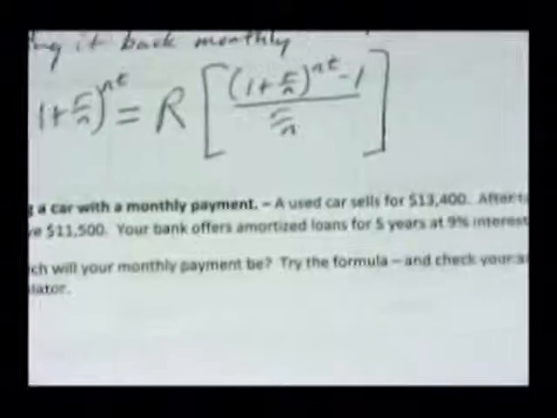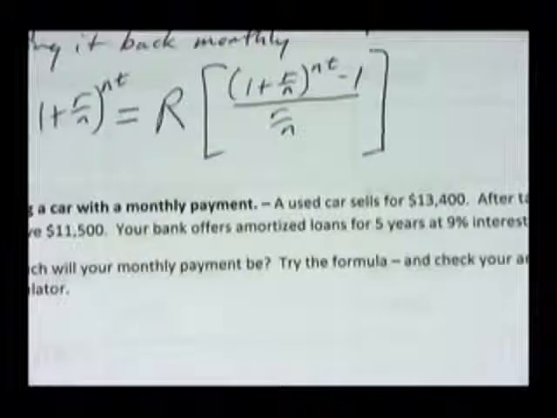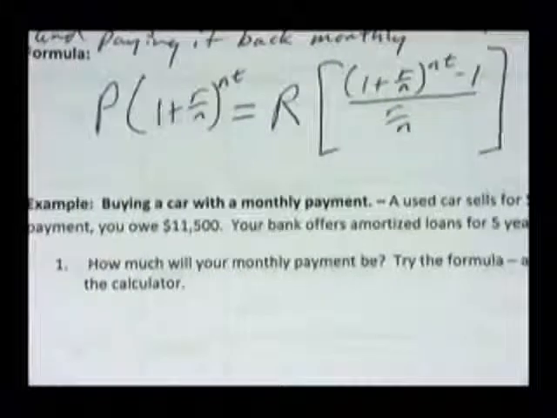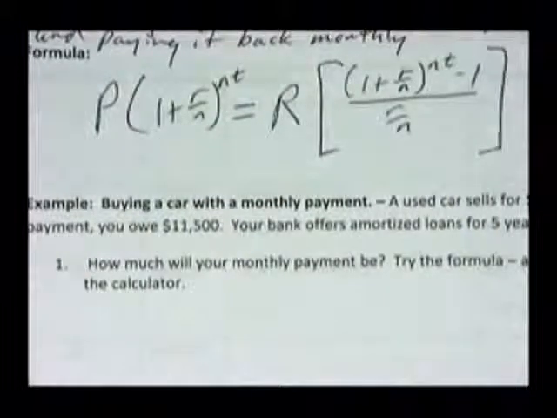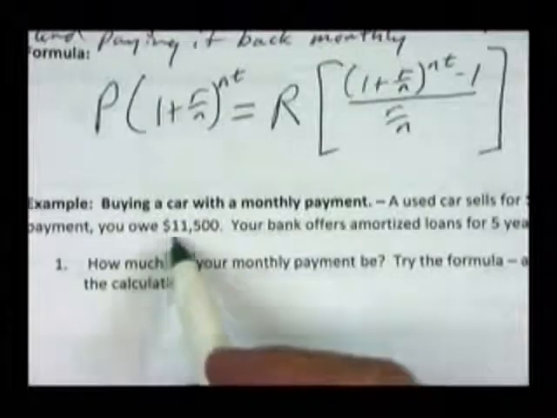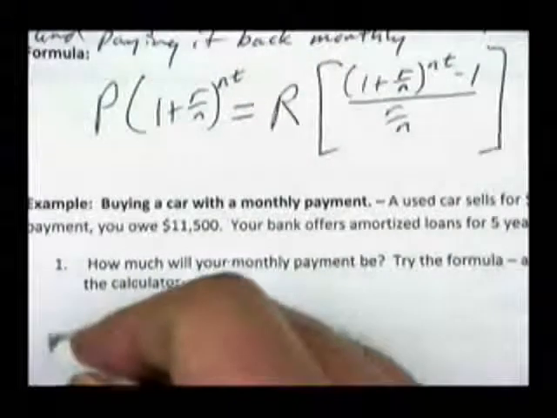Your bank offers amortized loans for 5 years at 9% interest. So we're going to take that information and see if we can figure out what your monthly payment will be. So let's start by using that formula. First of all, do we know what P is? The answer is yes. We know that we are starting out with a principal, or an owing amount, of $11,500.